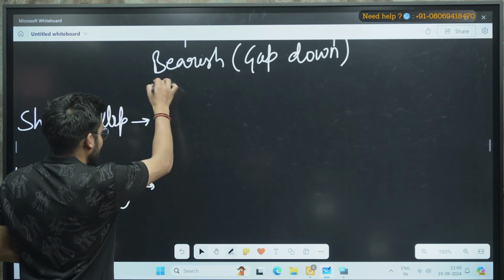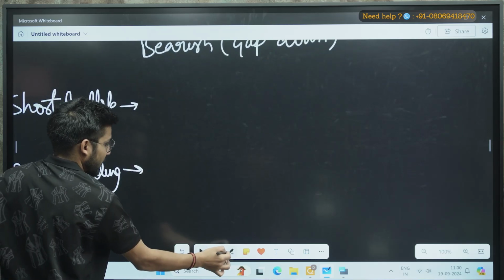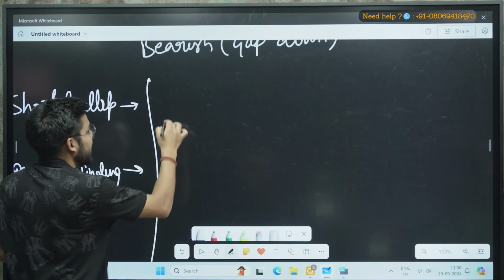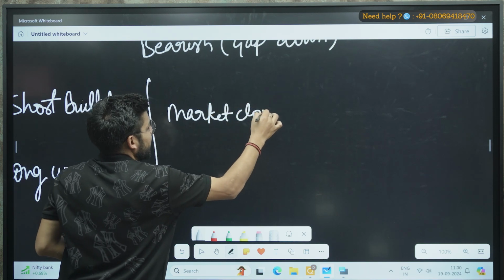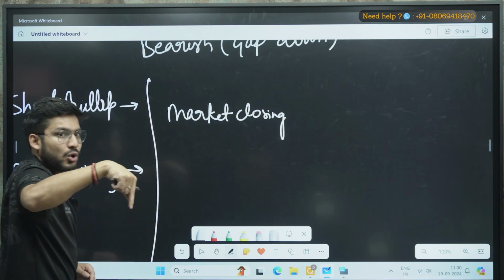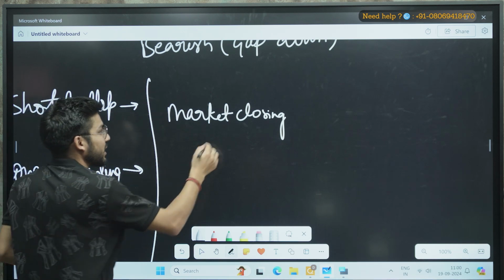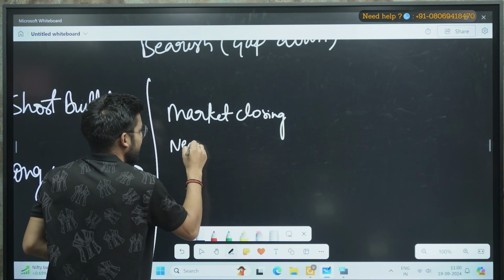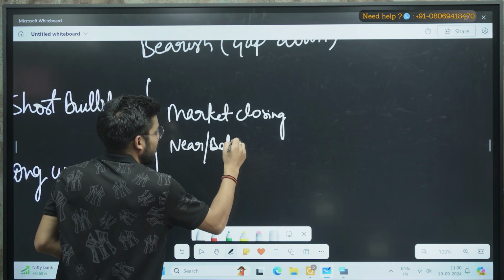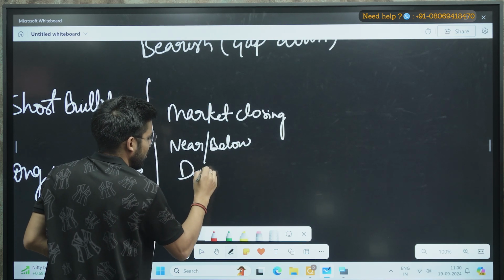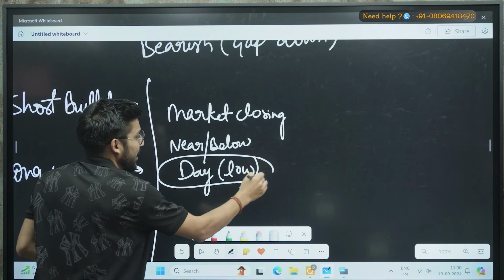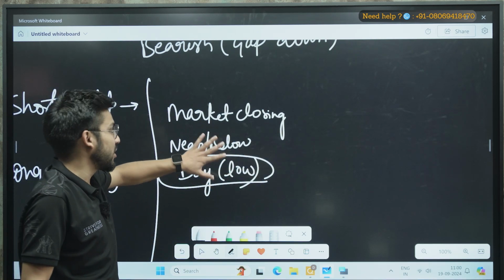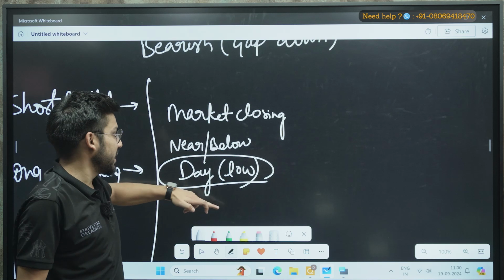Along with it, the market should be closing below or near the day low, okay. So market closing near or below day low, okay. In the gap up we were talking about the day high. Now in the gap down we are talking about the day low. The market should be closing near or below day low, right?